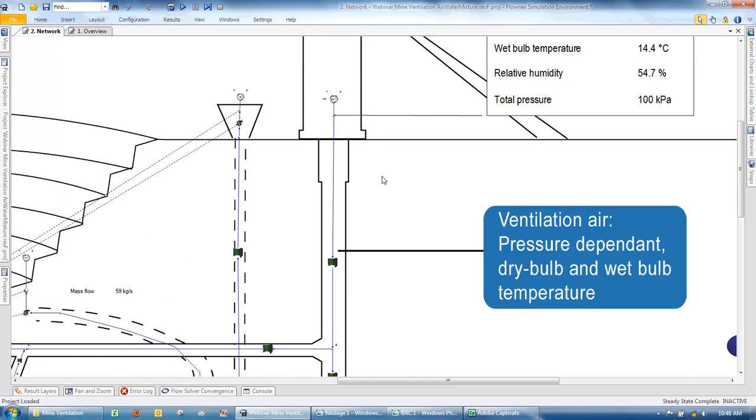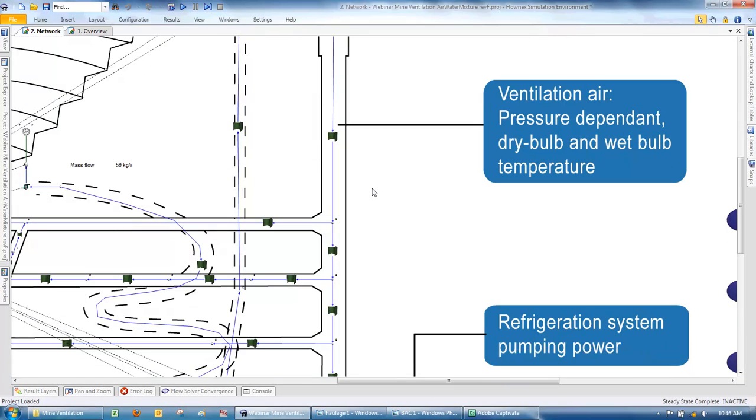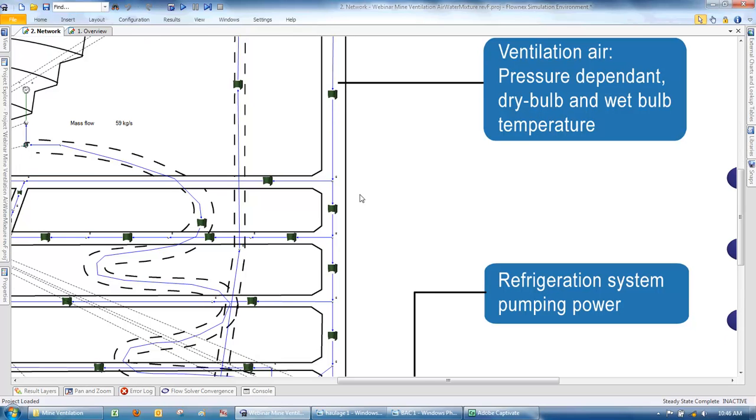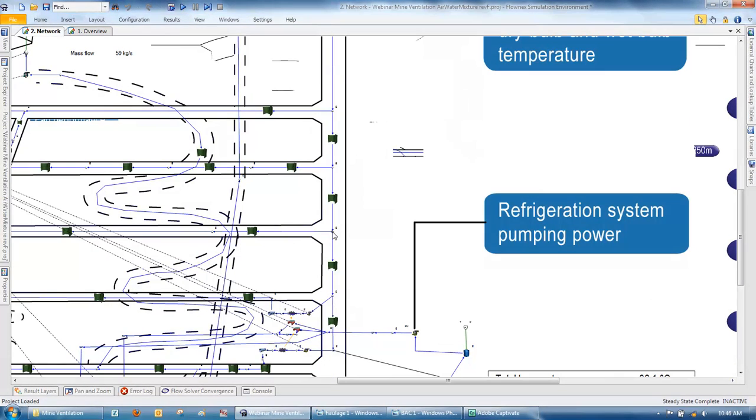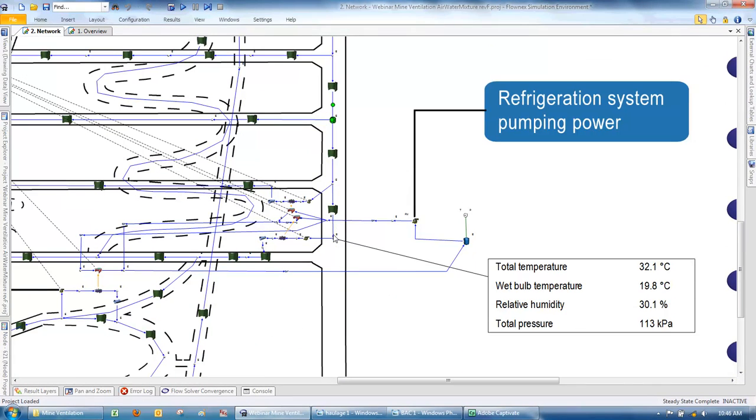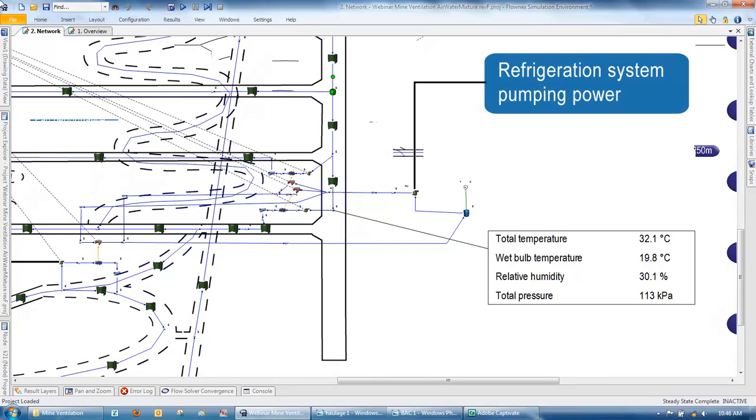As the air goes down the shaft, you'll see that it starts to compress and therefore a higher pressure will be found on the nodes. When you compare it to the lowest point in the shaft, the node representing that, you'll see that the total pressure reaches 113 kPa, and due to the compression effect, the temperature also increased.